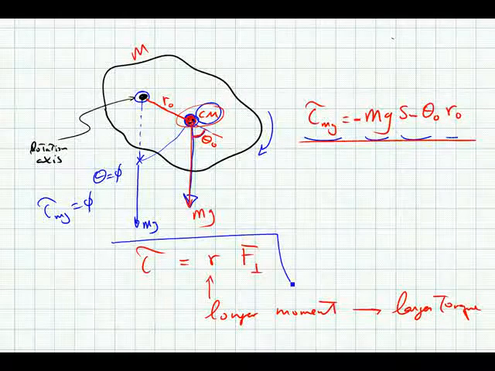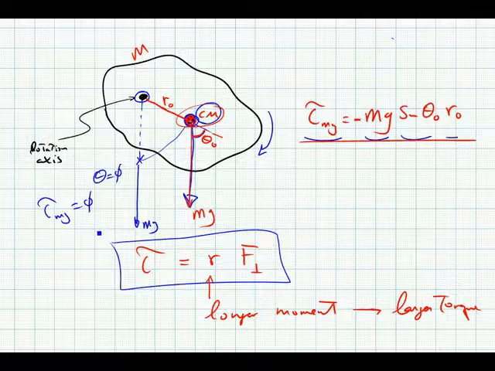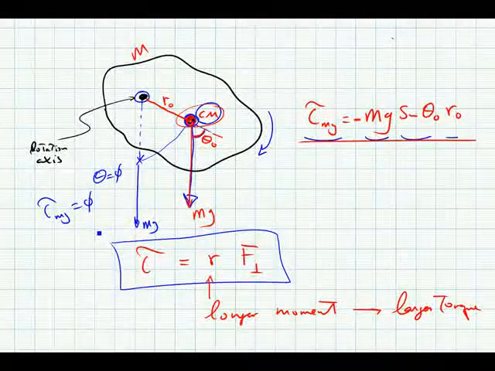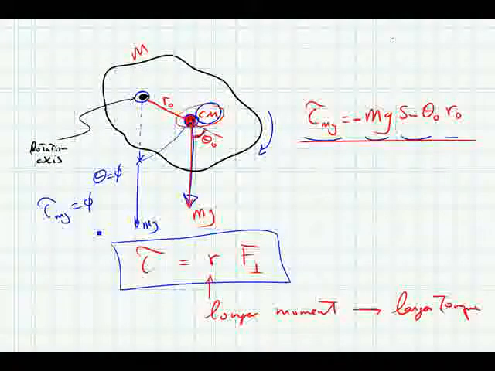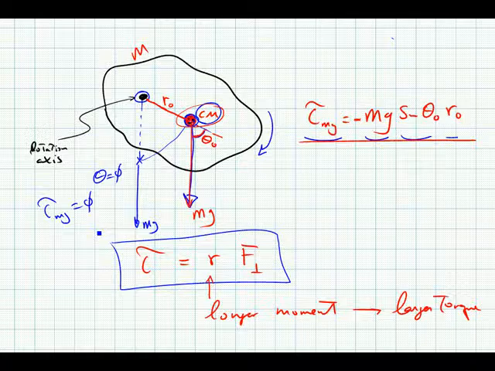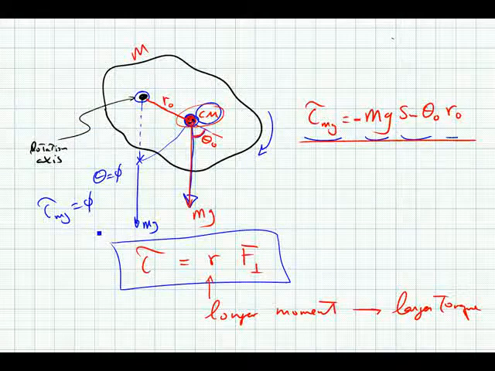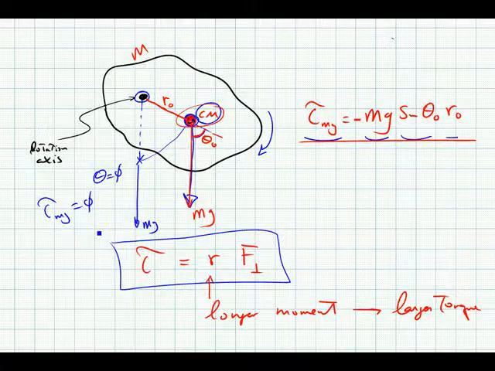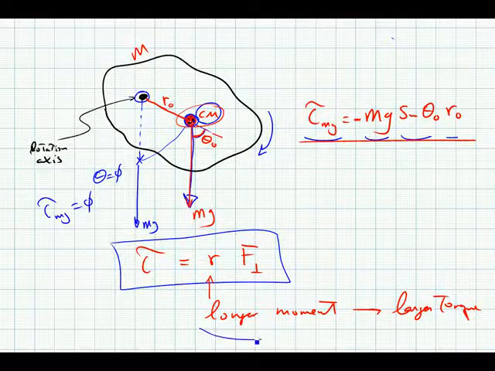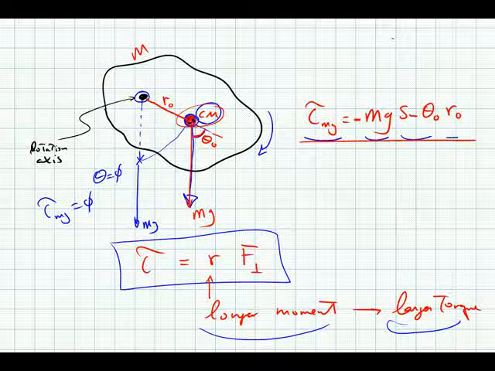So the important thing to remember is that torque is the radial distance from where the force is applied to the object to the rotation axis, multiplied, this is the magnitude of torque, by F perpendicular, or F sin theta, where theta is the angle between the force vector and the radial line. And the longer the moment arm is, the larger the torque one has.